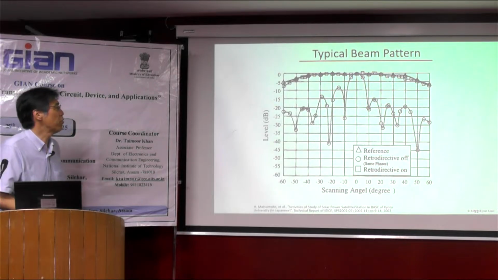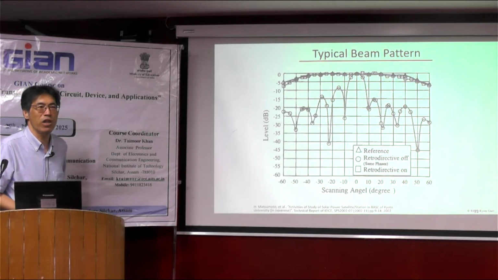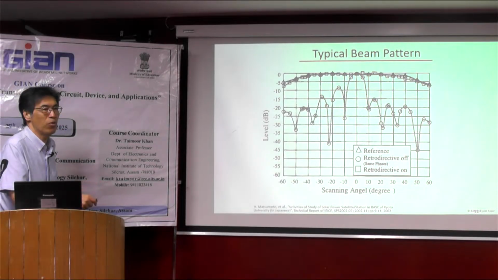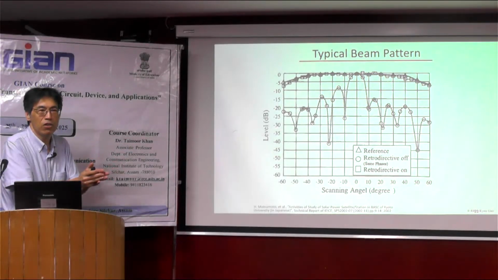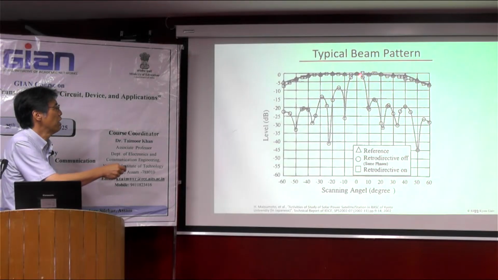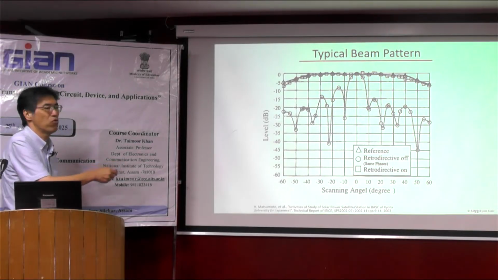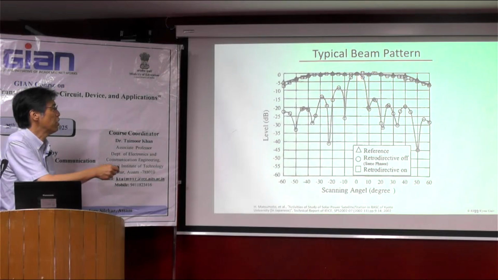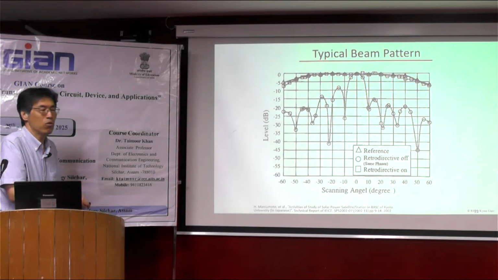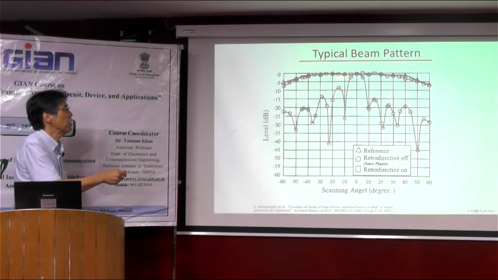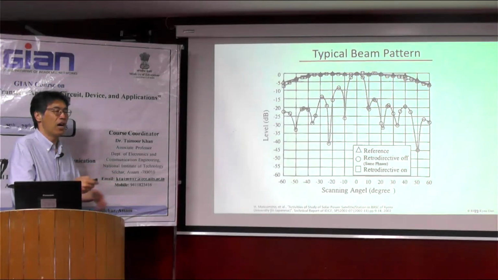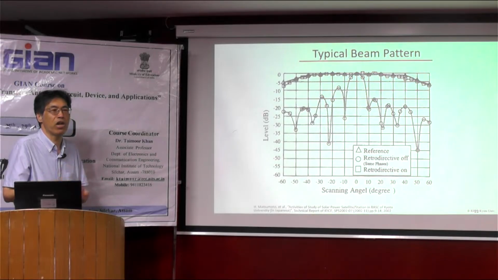And this is a typical beam pattern. This is a measured beam pattern from when I was a PhD course student. This is a typical beam form. And when retrodirective is on, this beam form moves to the target. So as a result, this beam pattern is created. So always this beam chases the target. This is the original beam pattern by the phased array antenna, and this is the typical beam pattern with the help of the pilot signal of the retrodirective system.